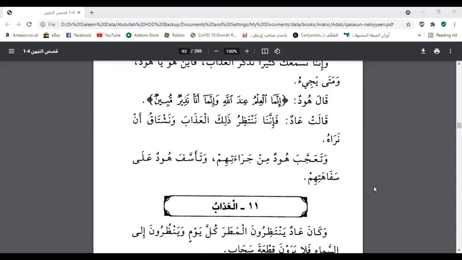Hud alayhi salam was shocked at their audacity. He showed his remorse and became upset with their folly, with their stupidity.